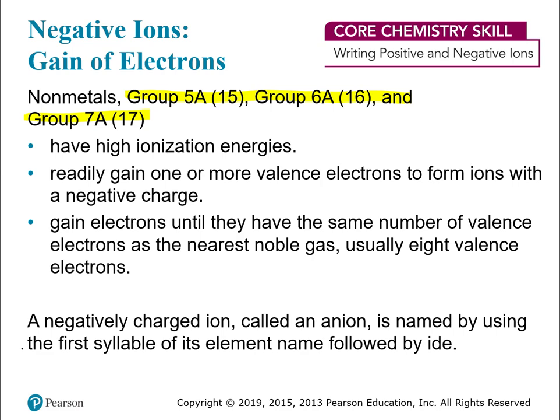Instead, what they'd rather do is gain more electrons. And that's what they do to form an ion. They'll gain one or more valence electrons and form an ion with a negative charge. That's called an anion. They'll gain electrons until they have the same number of valence electrons as the nearest noble gas, which again is usually 8 valence electrons. If we were to name an anion, you use the first syllable of its name followed by IDE.